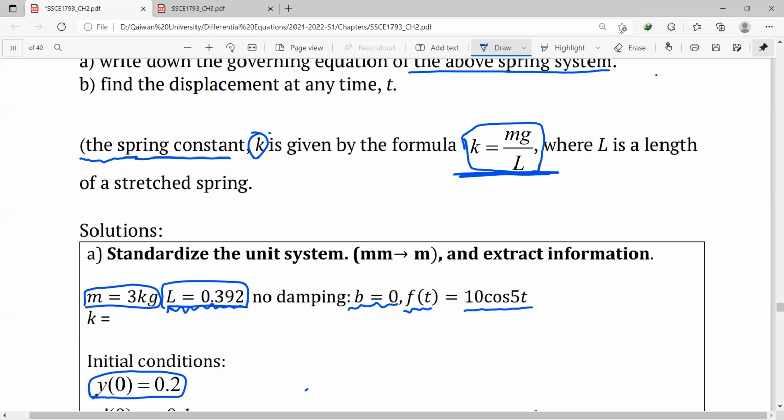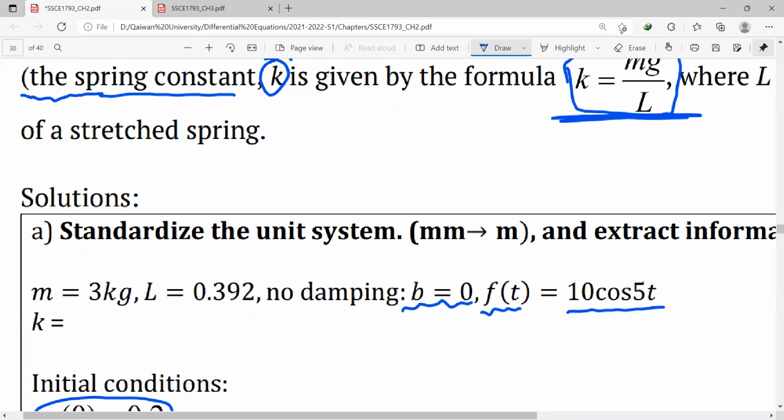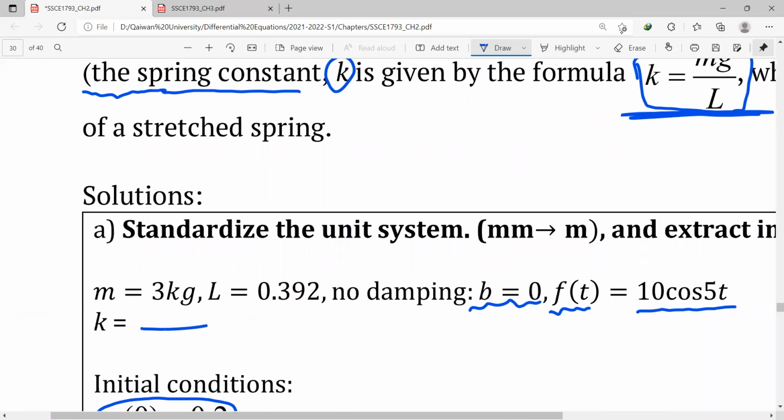Here we say K equals M, which is 3, times G, which is 9.8, divided by 0.392, which is L. It equals what? This is 75. Yeah, it is 75. That means K is 75.